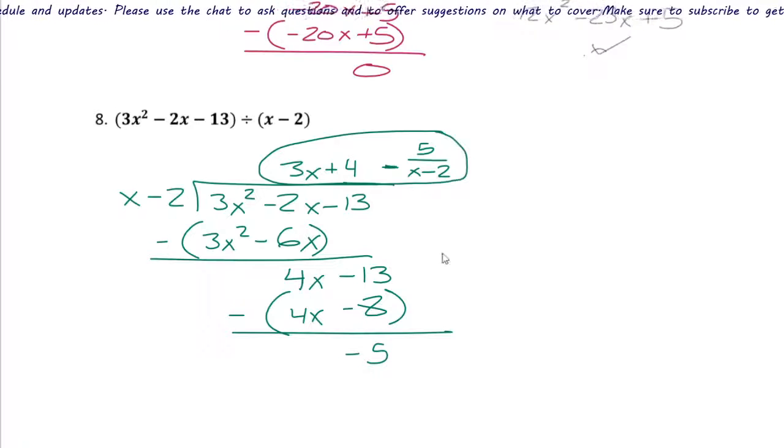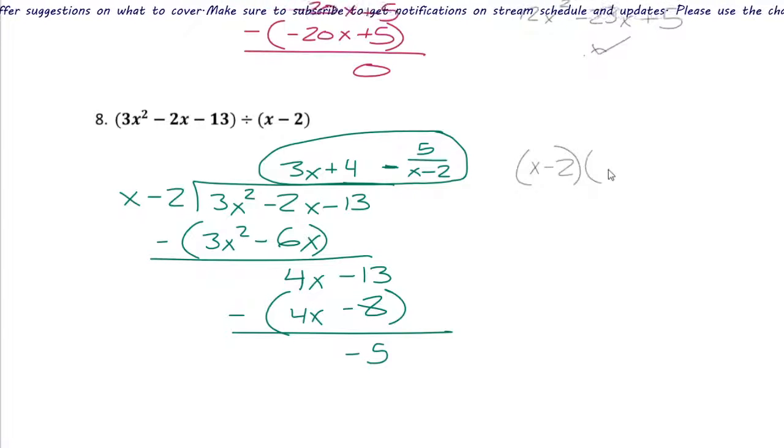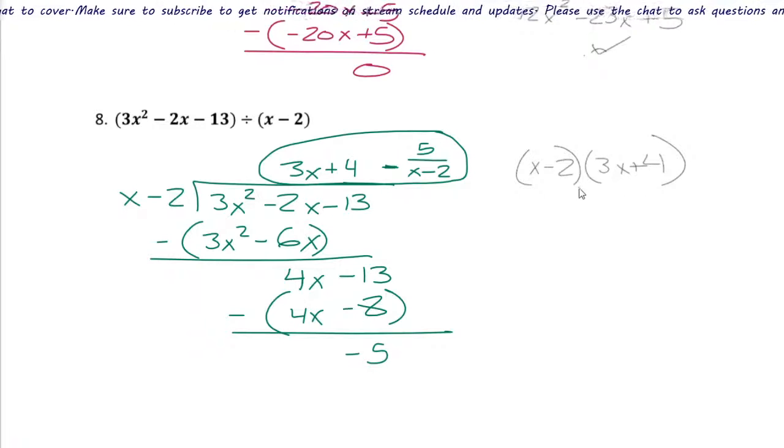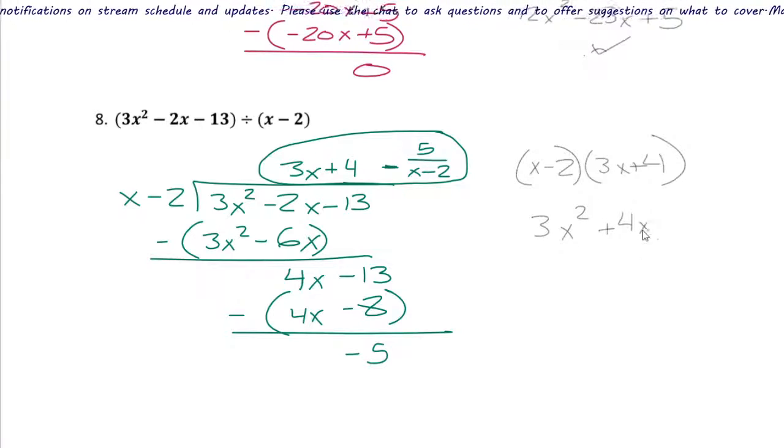Now, how do you check this since we have a remainder this time? So what you're going to do is take the first part of it, without the remainder, the 3x plus 4 first. So we're going to do x minus 2, our divisor, and multiply it by our answer, 3x plus 4 only. We're going to leave off the remainder for now, and I'll show you what we'll do with that in a second. So x times 3x is going to be 3x squared. x times 4 is going to be positive 4x. Negative 2 times 3x is going to be negative 6x. And then negative 2 times 4 is going to be negative 8.